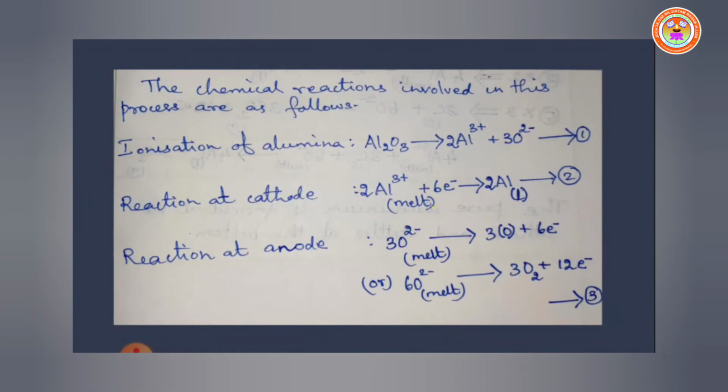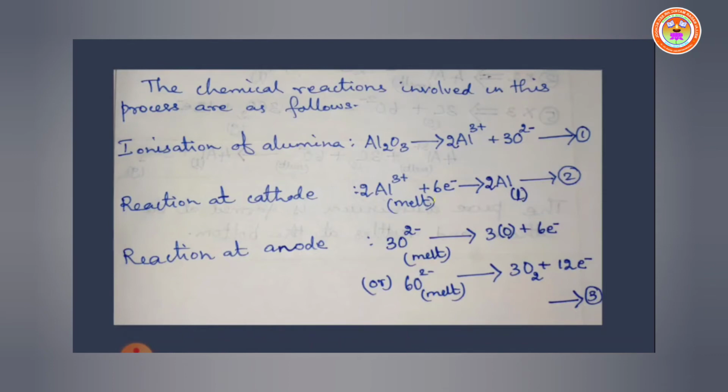Generally during electrolysis the ions are moving towards oppositely charged electrodes. So during electrolysis the positive ion moves towards the negative electrode. Negative electrode is called as cathode, isn't it?